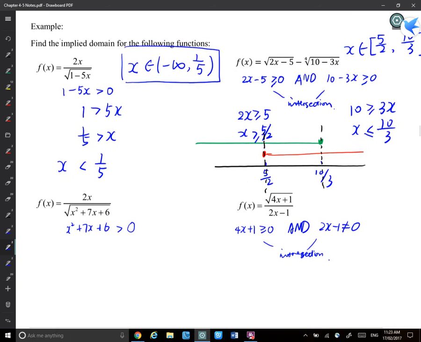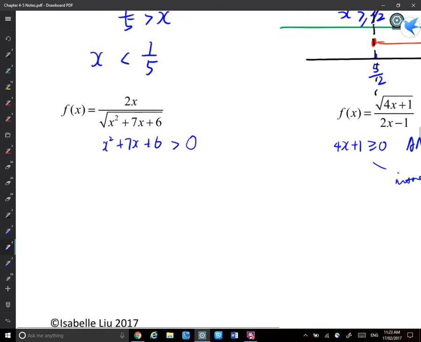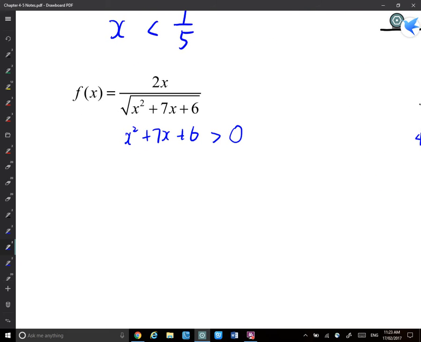That one shows you how to find intersections. Let's have a look at the next one. The next one is under the denominator, so the expression needs to be greater than 0, not equal to 0. But this is a quadratic inequality, right? How can we solve quadratic inequalities? We need the graph to help us solve it. I'll teach that in chapter 3.